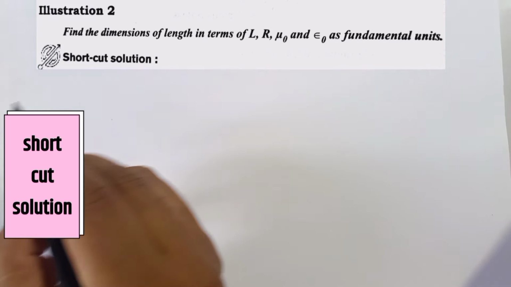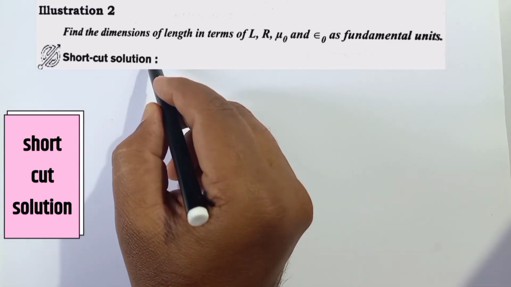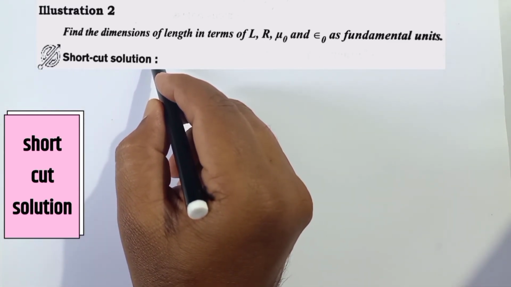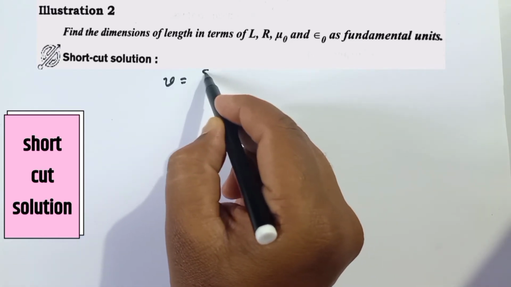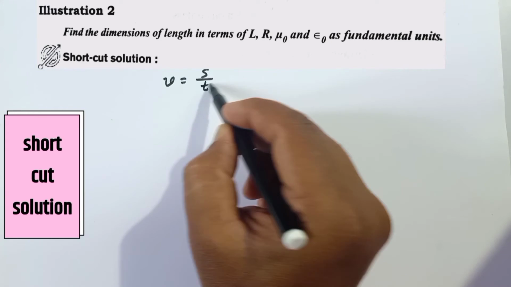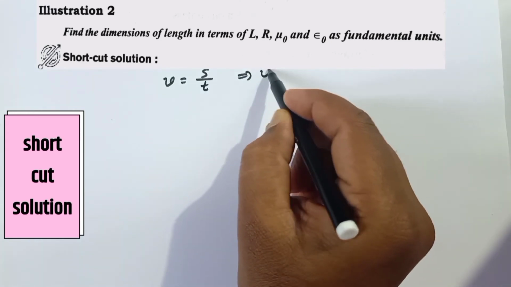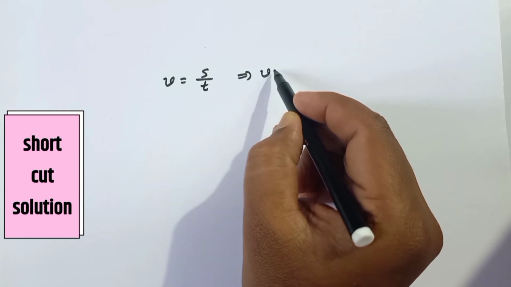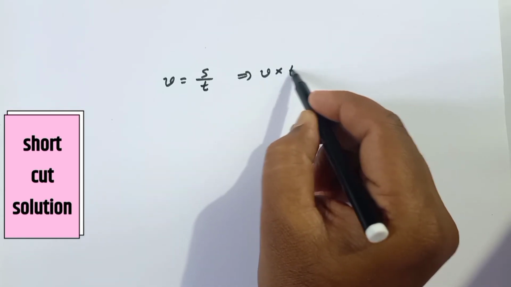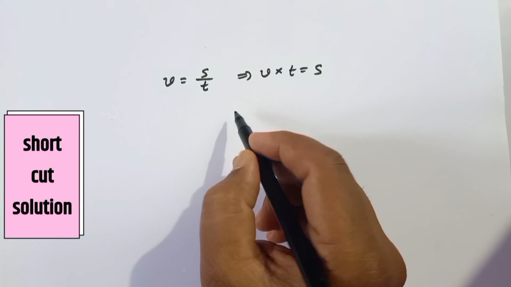In this second problem, you have to write the value of length L here in terms of L, R, mu naught and epsilon naught. How are we going to do that? So you all know velocity is nothing but displacement over time, and you can write velocity into time is nothing but displacement.